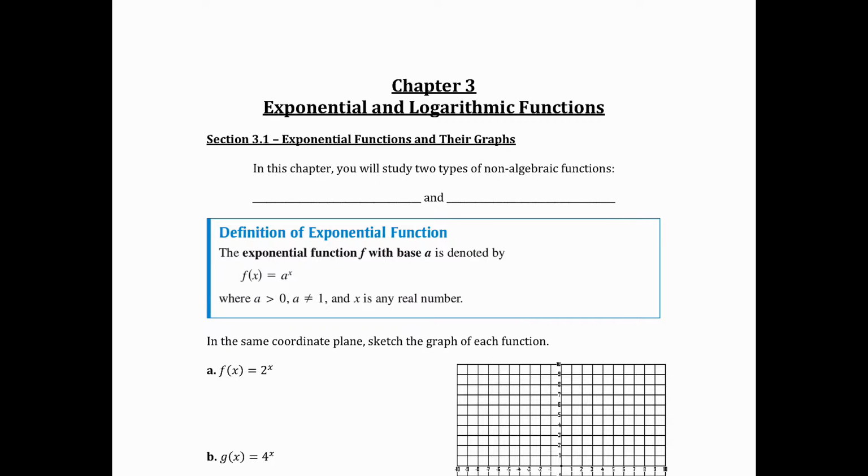So if you haven't figured it out already, it is exponential, exponential. I shouldn't spell out loud, and logarithmic. So they are non-algebraic. In other words, you're going to have variables in there, but they're not going to be like x to the second. In fact, it's going to be a little bit different. Instead of the exponent of 2, we might have an exponent of x.